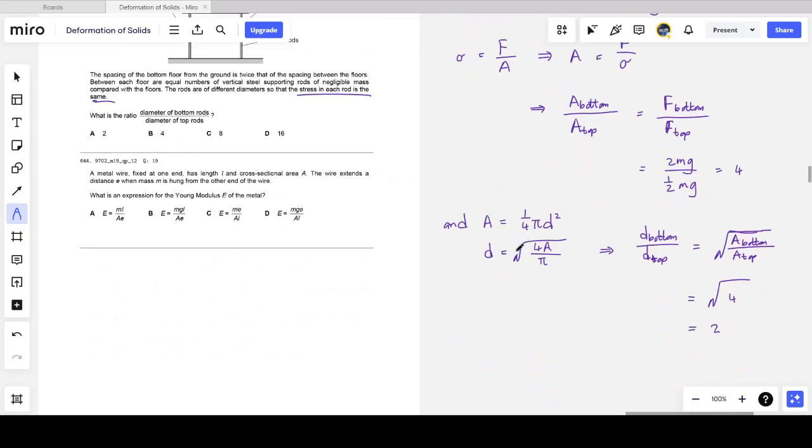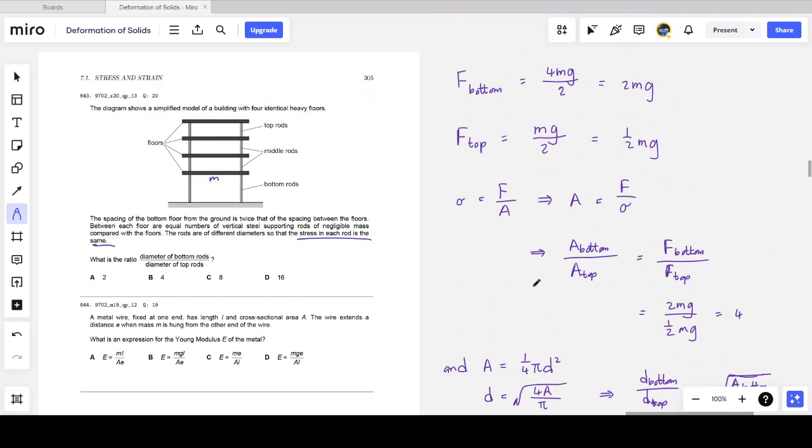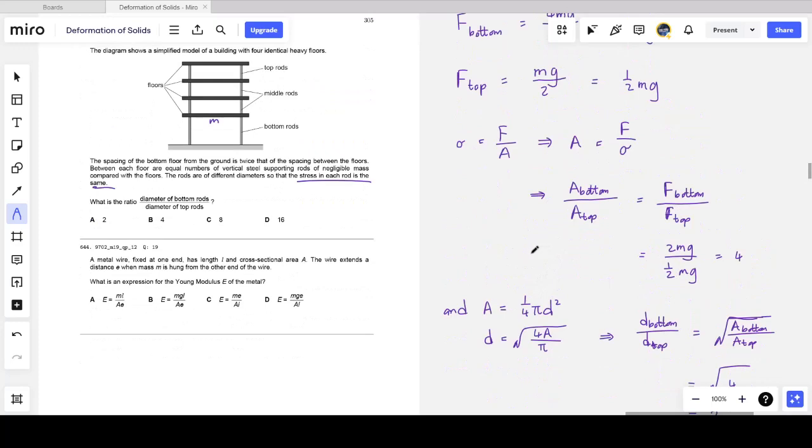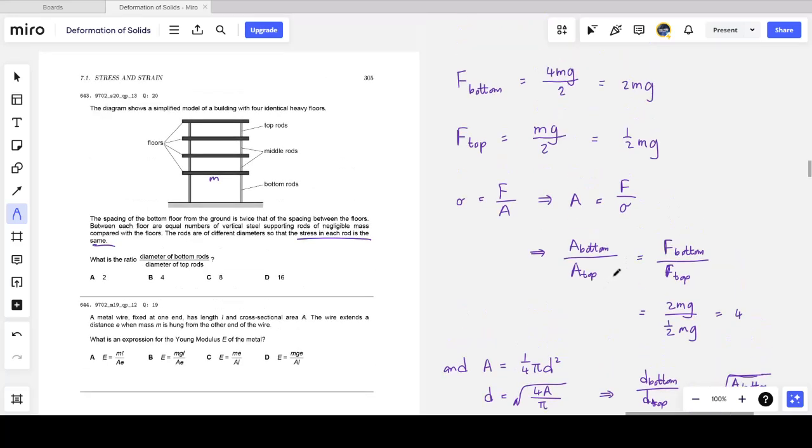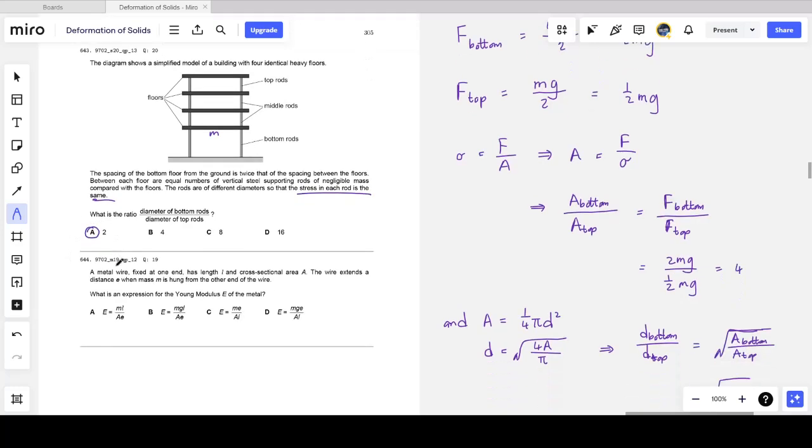So this was another complicated question. But my suggestion would be to find the ratio of the areas first, and then use it to determine the ratio of the diameters. Or you could have just done everything in one go, and instead of simplifying the ratio of areas to 4, you could have gone one step further and found the ratio of diameters. Either way, this was quite a mathematical problem and also quite conceptual at the same time. Another one of these that are quite tricky. And so I get the answer here to be A. The ratio of diameter of bottom rods to diameter of top rods will be 2.